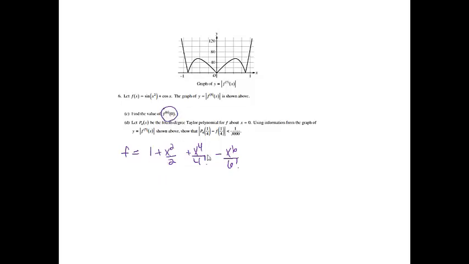Okay, if you can remember where this formula would have come from, remember it's always, I'm going to write it below, f of 0 plus the first derivative of 0, x, plus f double prime of 0, x squared over 2 factorial, plus and so on.